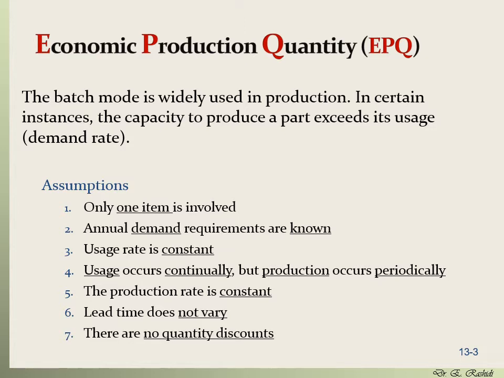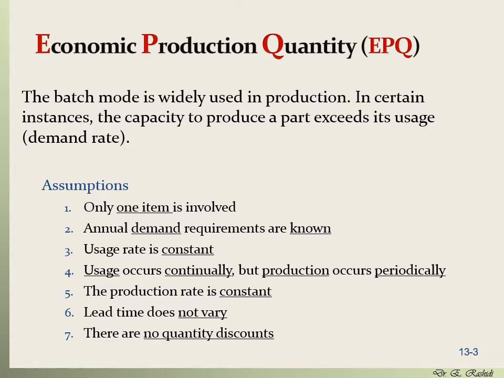Production generally happens in batches. So batch mode is widely used. That's a set of similar products that are produced in a batch. As we learned earlier, in many instances the capacity of manufacturing to produce is more than the demand in the market. So it's inevitable to have inventory, to put the product in inventory.